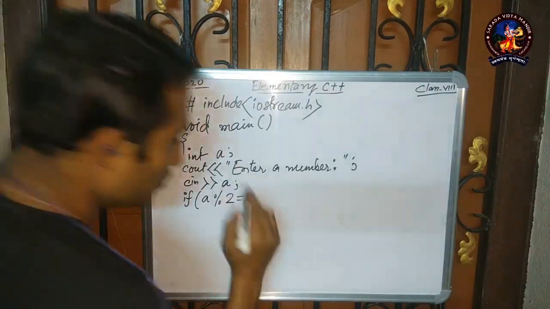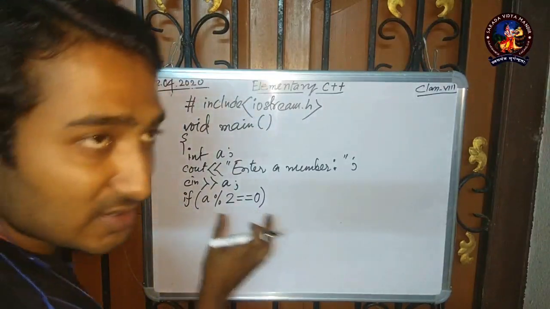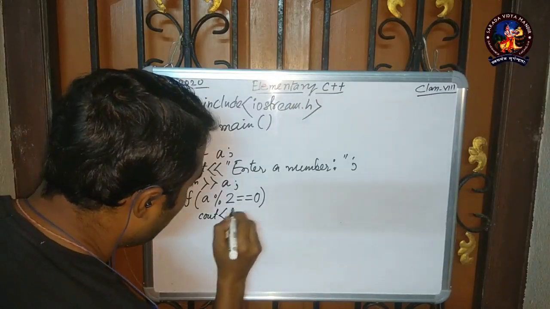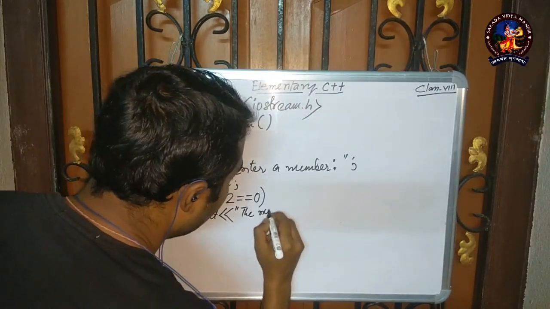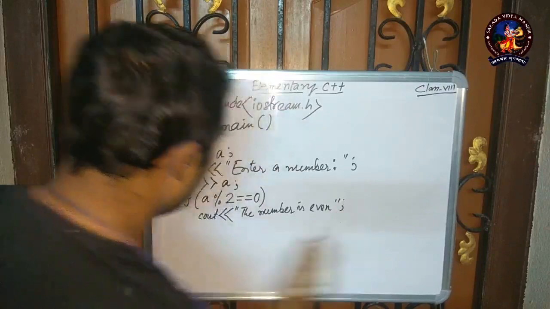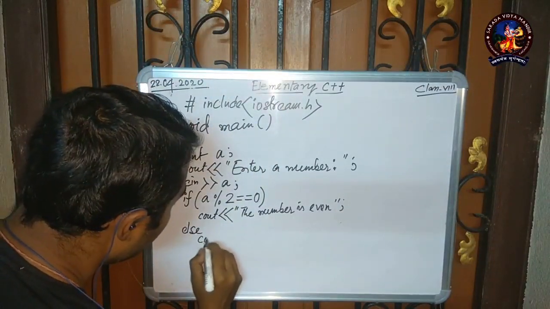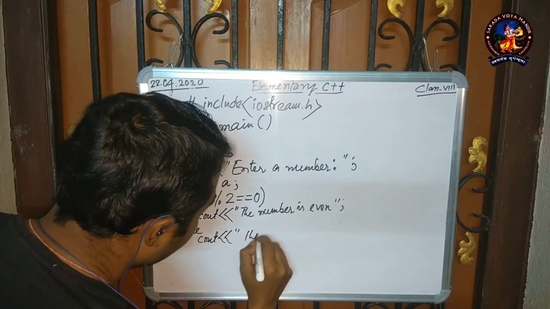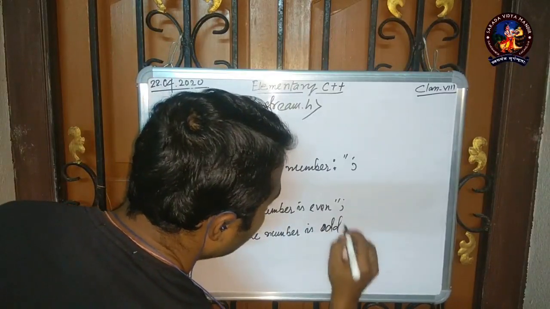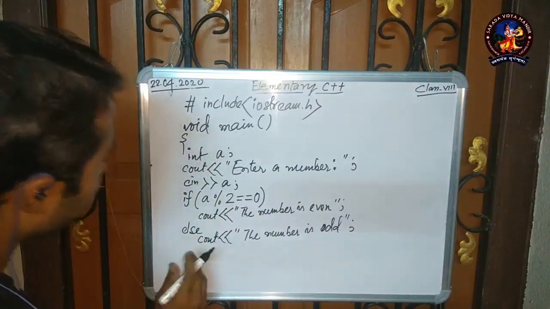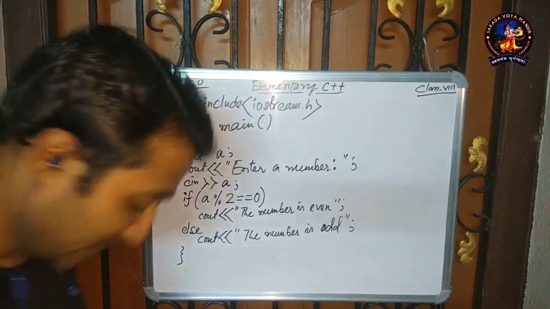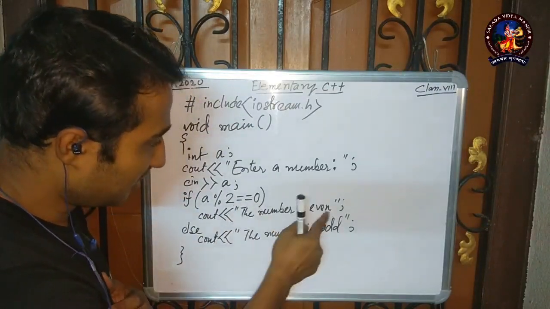So if a modulo 2 equals to 0, that means if the division is done completely, then the number is definitely an even number. So cout, the number is even, else cout, the number is odd, and this bracket ends here. So our program is finished. As you can see here, inside the if statement there is only a single statement.